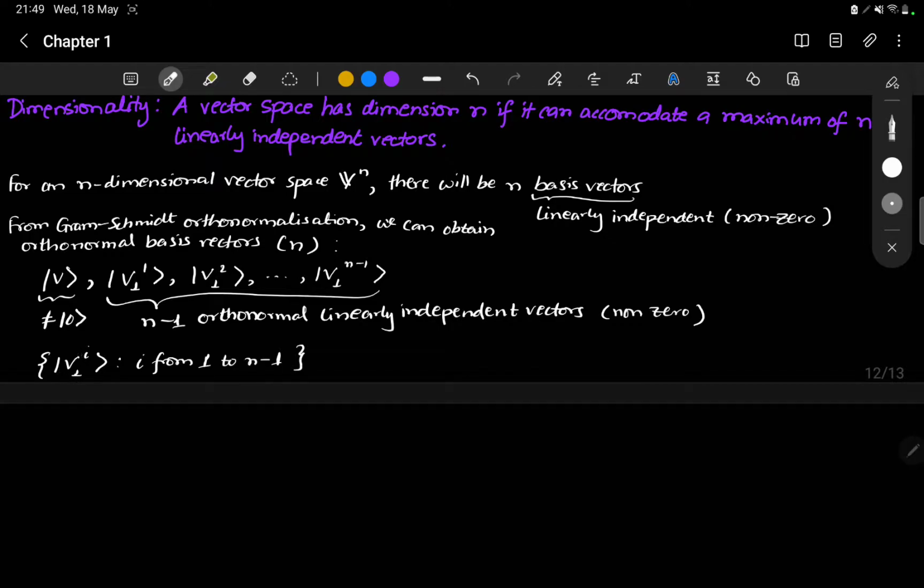This is the set of V perpendicular i, where i ranges from 1 to n minus 1. Both 1 and n minus 1 are included. So what is this? This is a set of n minus 1 orthonormal linearly independent vectors that we have. So this set will span a space of n minus 1 dimensions. Since this set V perpendicular i is a set of linearly independent orthonormal vectors, this will be a set of basis vectors for a space of n minus 1 dimensions, because we have n minus 1 such linearly independent orthonormal vectors.